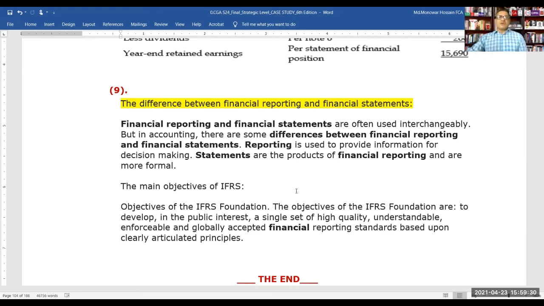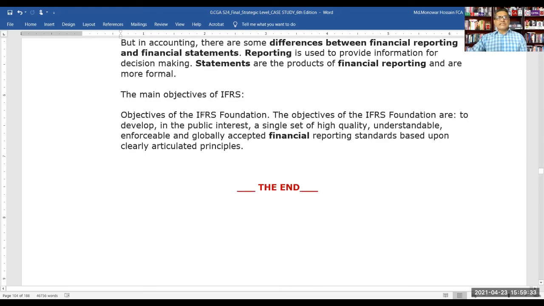The main objective of IFRS, as per the IFRS Foundation. We know IFRS, International Financial Reporting Standards. The objective of the IFRS Foundation is to develop, in the public interest, a single set of high quality, understandable, enforceable, and globally accepted financial reporting standards based upon clearly articulated principles. This is the main objective of financial reporting.